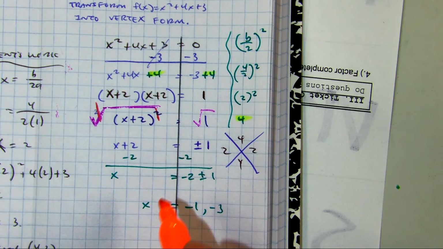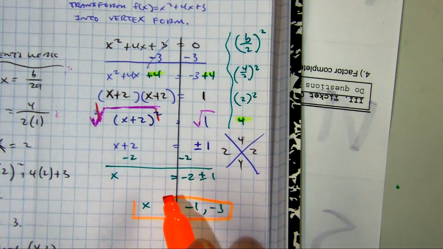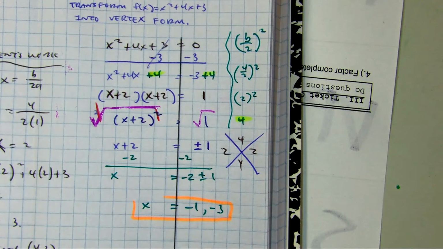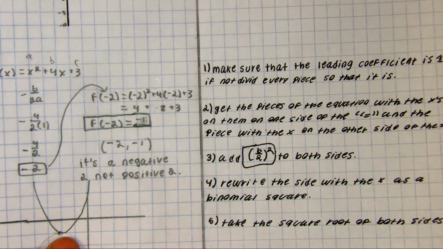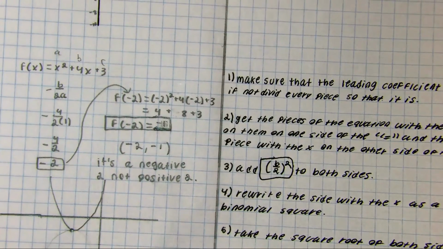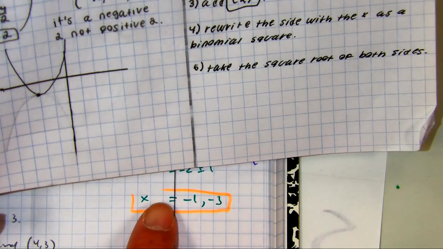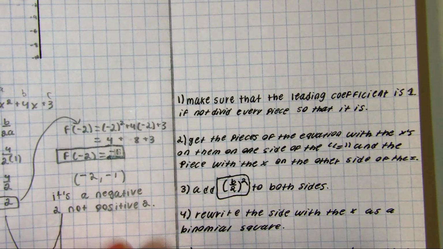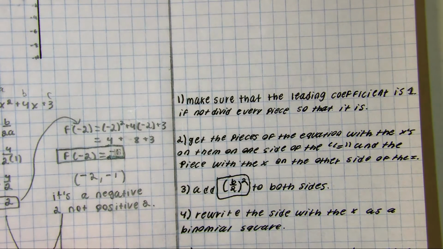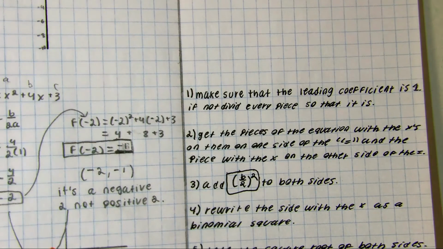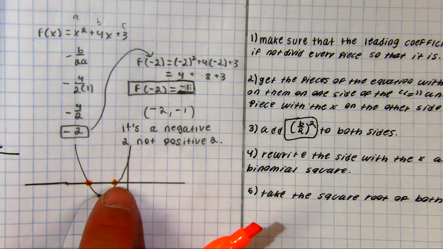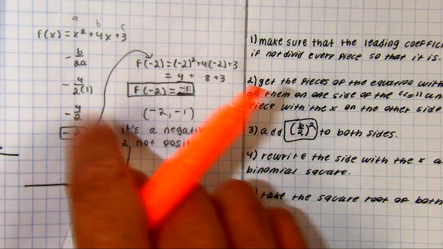How does this relate to what we did on the previous problem? On the previous problem, we graphed x squared plus 4x plus 3 right here. And that tells us that our graph should have crossed through these 2 points, negative 1 and negative 3. See that? Okay. Negative 1 and negative 3. You guys graphed it in standard form. Do you guys know what I'm talking about?